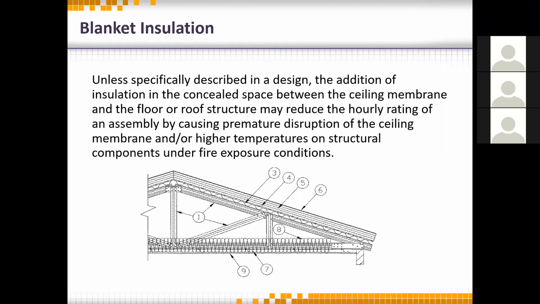So UL says, if you have a tested design that was tested without insulation, and I'm talking about a floor-ceiling or a floor-roof design, you can add insulation to that, but, and there's a big but, capital B, capital U, capital T. If you do, you need to add an additional layer of drywall to the ceiling. So whatever's there, we make it double layered.